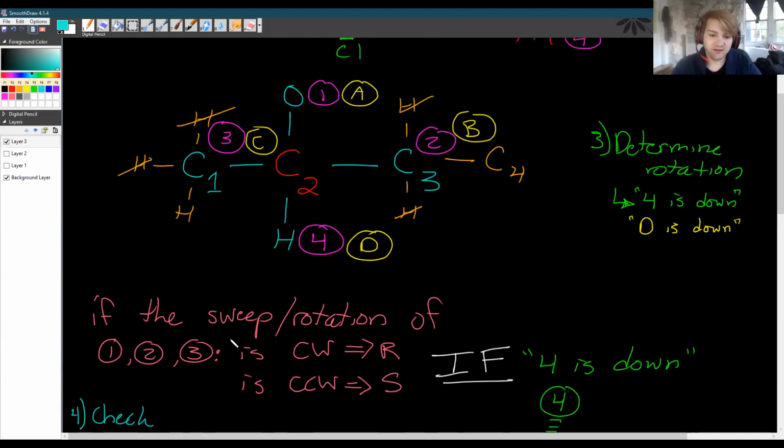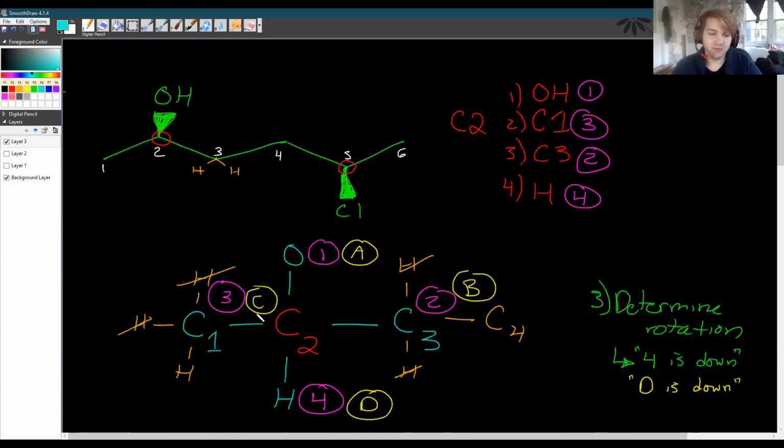So let's take a look. Let's see what we're trying to talk about. So the best thing to do is to take our rankings and to put them directly onto the molecule the way that the molecule looks right now. And we're just going to look at groups 1, 2, and 3 for now. And we're going to say that to get from 1 to 2, I have to rotate to the right? I have to go clockwise. And then to get from 2 to 3, I have to go clockwise. And to get from 1 to 3, I have to go clockwise. So what's the rotation? Clockwise.